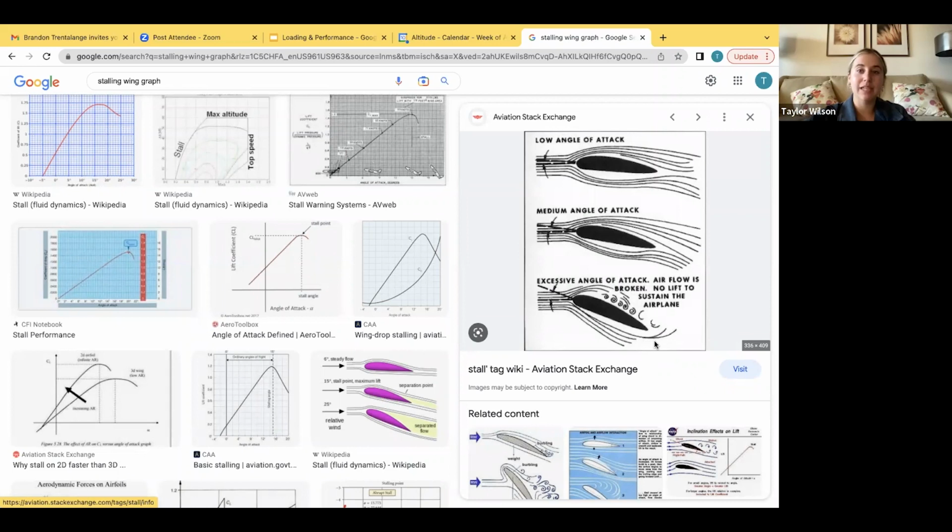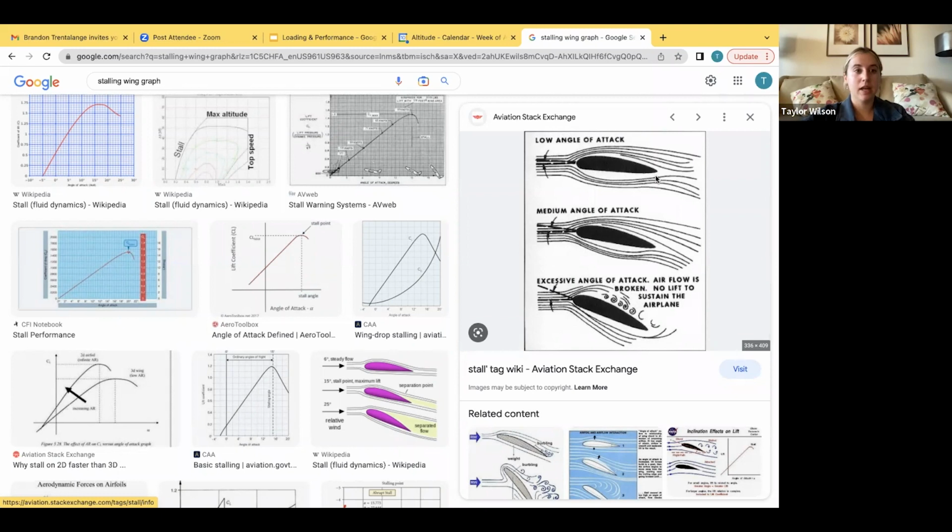Now, the angle of attack is defined as the angle between our chord line, that chord line being an imaginary line from the leading edge of our wing, which would be the front here, to the trailing edge of our wing. So if you imagine an imaginary line here from the leading edge to the trailing edge.